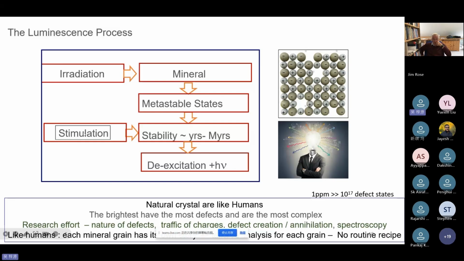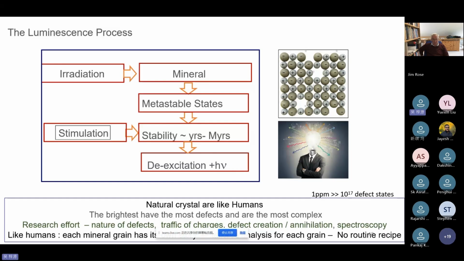Now, when you stimulate the material in the laboratory with heat or light, you physically evict these electrons, and then they come back, de-excite and give you light. And this light is proportional to the radiation exposure, and we exploit this for our studies.